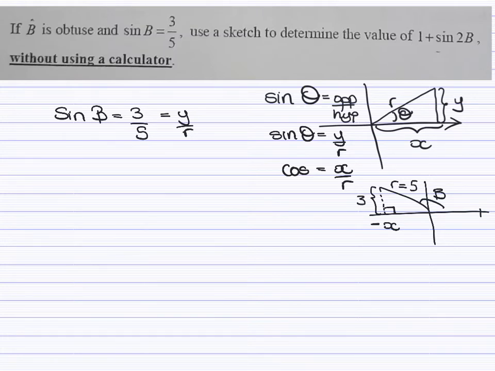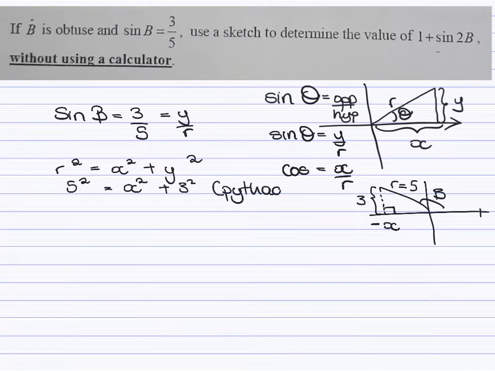Now I can use your Pythagoras Theorem, which states r squared is equal to x squared plus y squared. Let's substitute in what we have. 5 squared equals x squared plus our y squared, which is 3 squared here. The reason is Pythagoras. You write it in full, you don't write Pythag. This is 25 is equal to x squared plus 9.